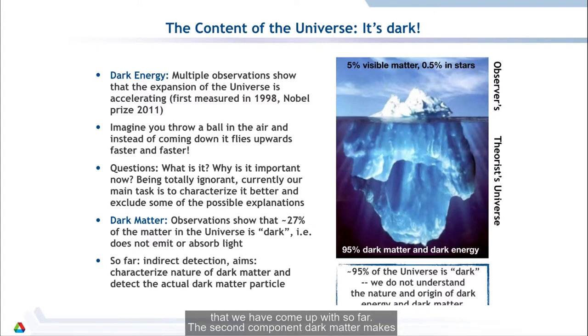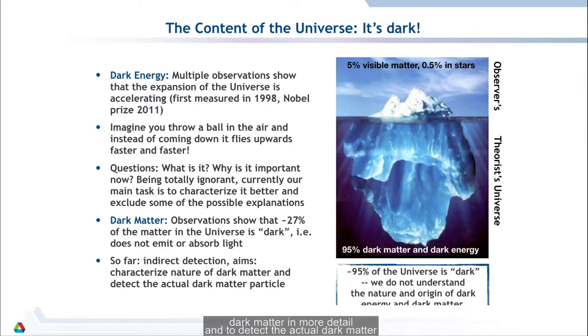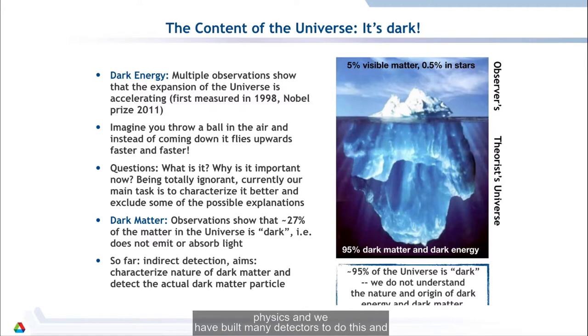The second component, dark matter, makes up roughly 27% of the matter-energy content in the universe. And we call it dark because it does not emit or absorb light. So far, we have only detected dark matter indirectly, by the way it bends light, for example. And the aim is, again, just like with dark energy, to characterize the nature of dark matter in more detail. To detect the actual dark matter particle would be a really big breakthrough in physics. And we have built many detectors to do this, and we are building many more, many bigger detectors in the near future.